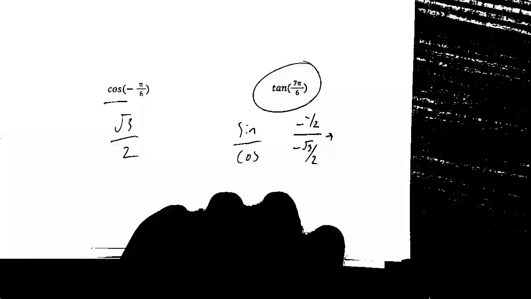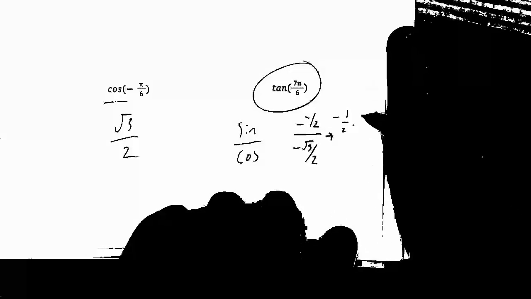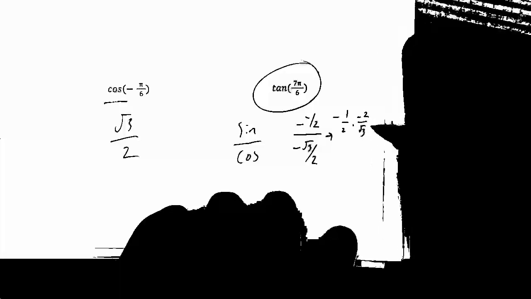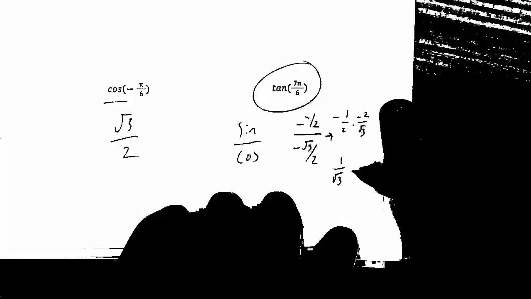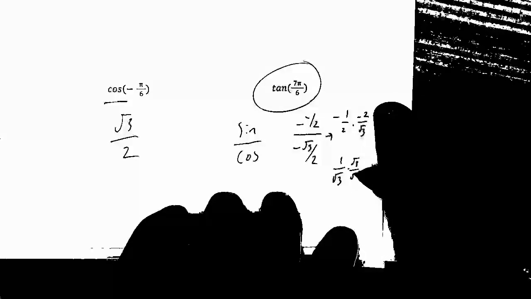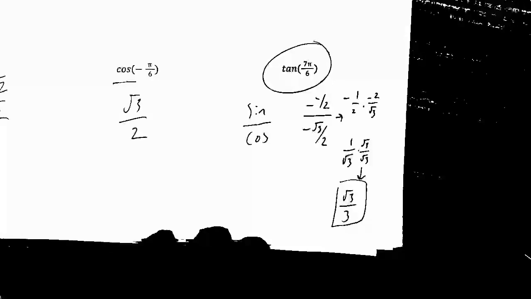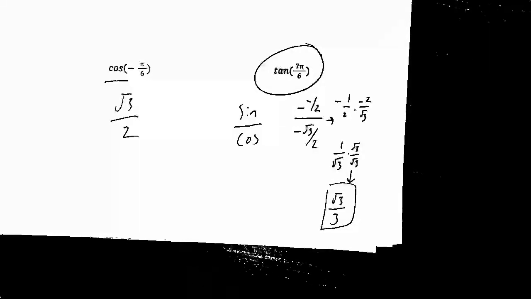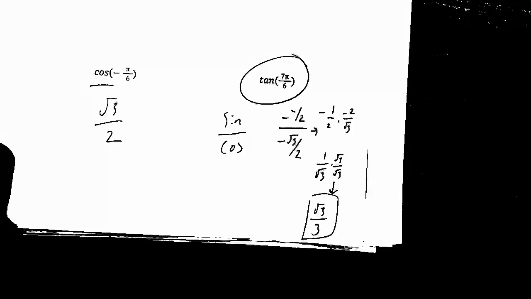And that will simplify to negative 1/2 times negative 2 over root 3. This is just going to be 1 over root 3. And then we'll have to multiply by root 3 over root 3. So our answer would be root 3 over 3. Okay? That's it. So don't forget that tangent is just sine divided by cosine. When you divide compound fractions, you multiply by the reciprocal, and then you just multiply by root 3 over root 3 to rationalize the denominator. Okay, that is evaluating trig values.